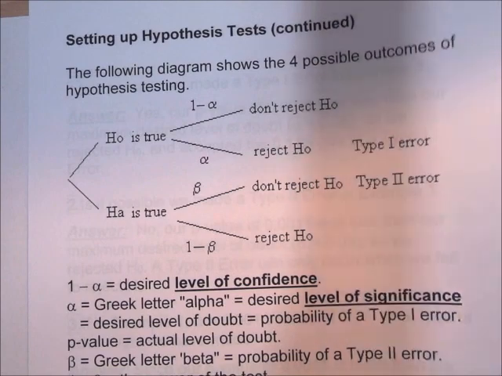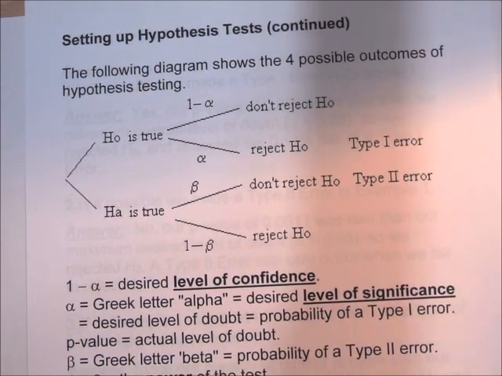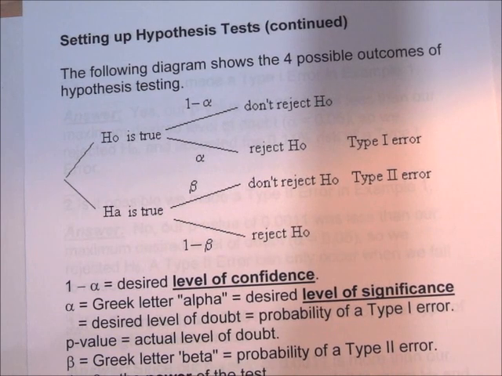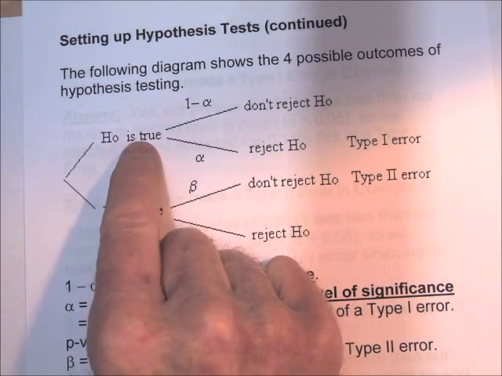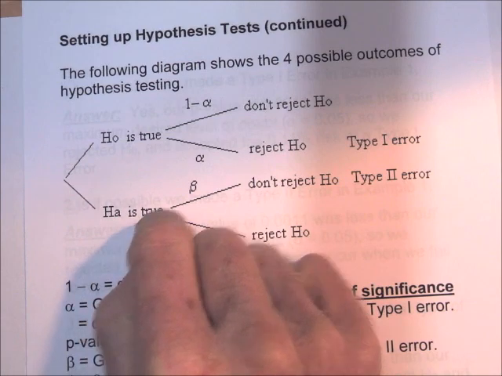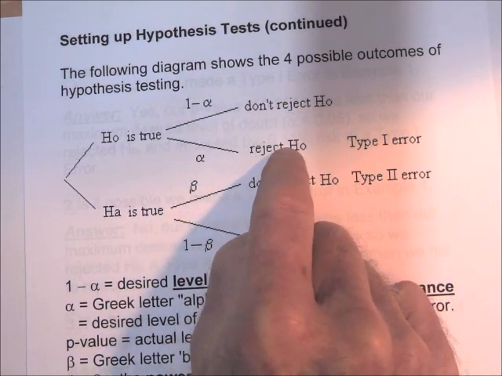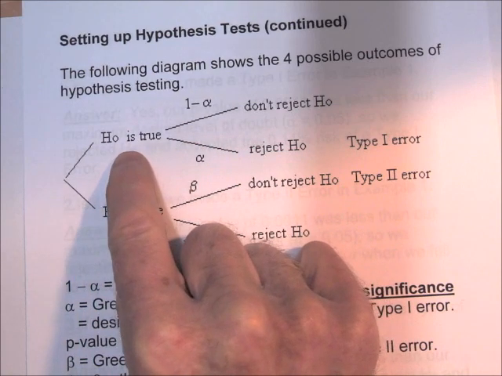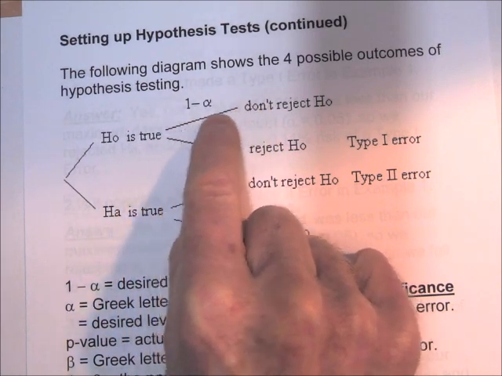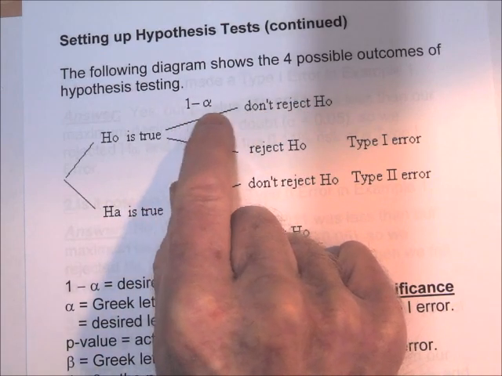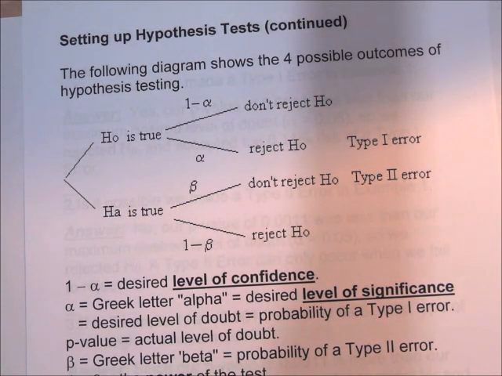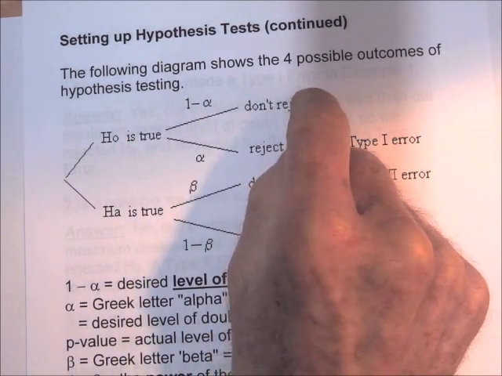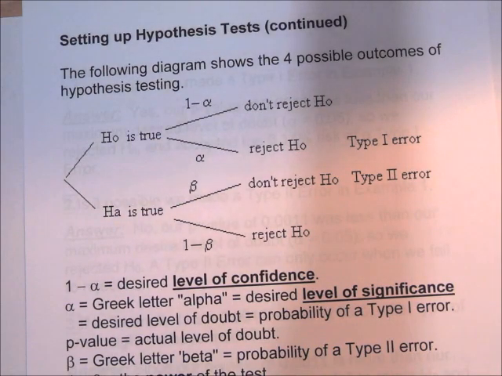This page here, I'm discussing the types of errors. Some of the questions on WebAssign ask about possible types of errors that might happen. So this tree lists the possibilities. Either H naught is true or HA is true, and either we don't reject H naught or we reject H naught. If H naught is true and we don't reject H naught, that's a correct conclusion. The probability of that happening is 1 minus alpha, and alpha is usually 0.05, so it's about 0.95 probability we don't reject H naught if H naught is true.